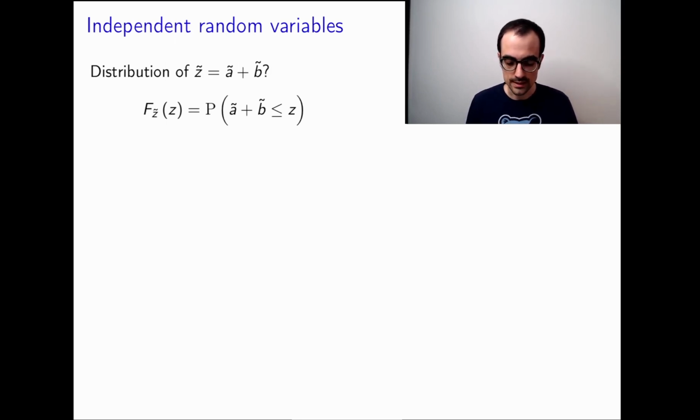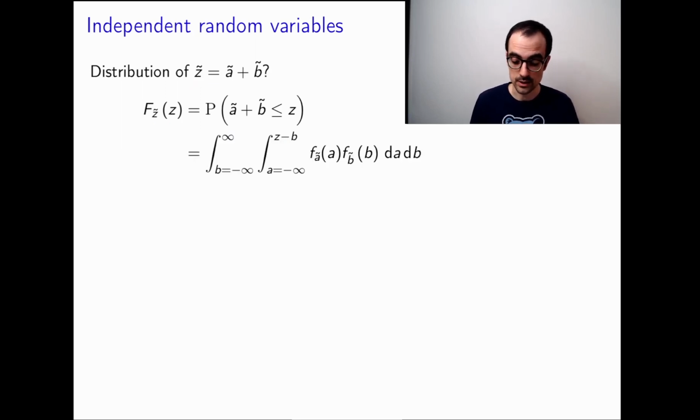Okay, so what's the CDF of the sum of two random variables? Let's call Z = A + B. The CDF of Z is just the probability that this sum is less than that specific value. How do we compute it? Well, we integrate the joint PDF of these two random variables. B goes from minus infinity to infinity, and now to ensure that A plus B is less than Z, we integrate A from minus infinity to Z minus B. Now here, instead of having the joint PDF, we can write the product of the marginals because these random variables are independent.